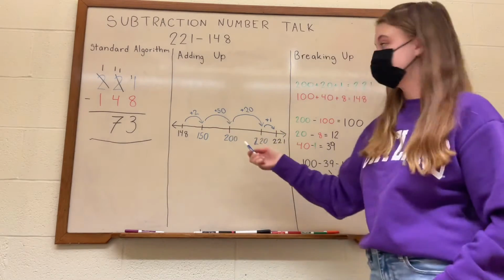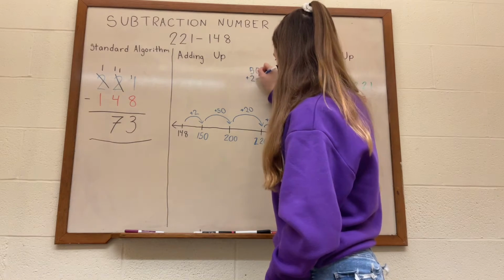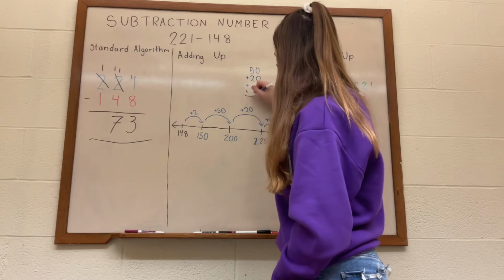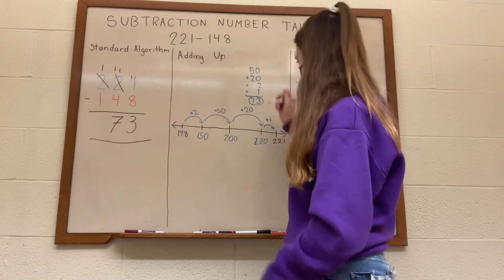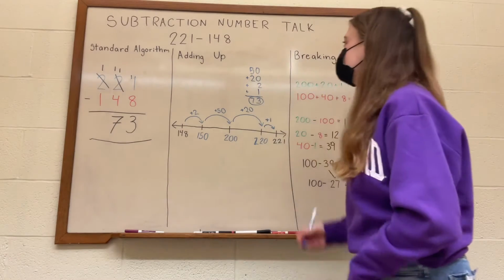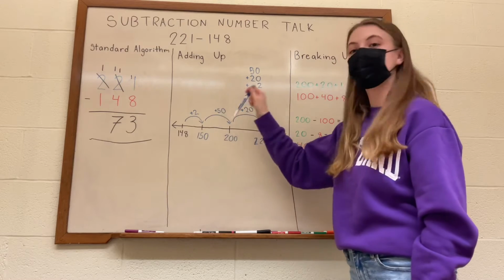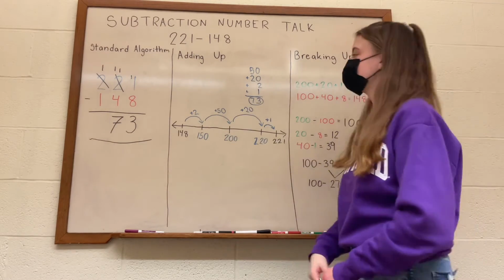Then you can just add up these numbers, and if you add up 50 plus 20 plus 2 plus 1, you get 73 as your answer. And this works because you're just adding numbers from the lowest number until you get to the highest number.